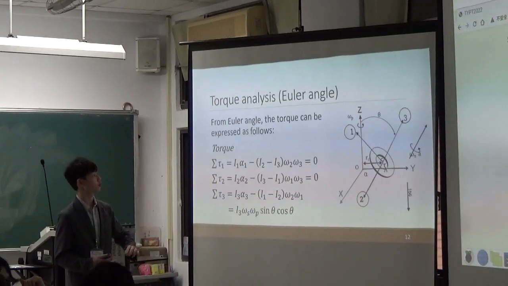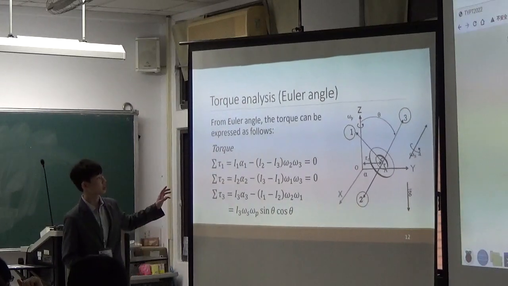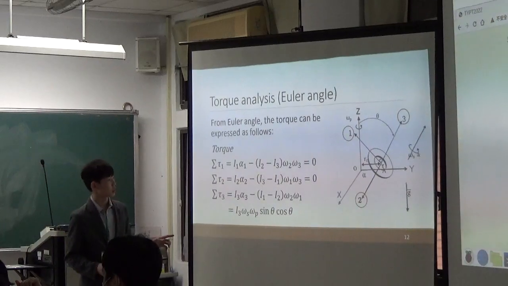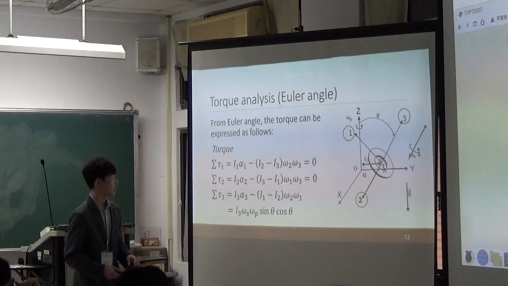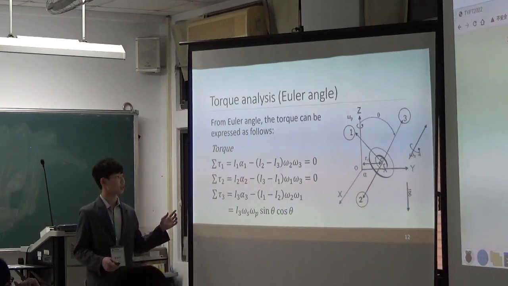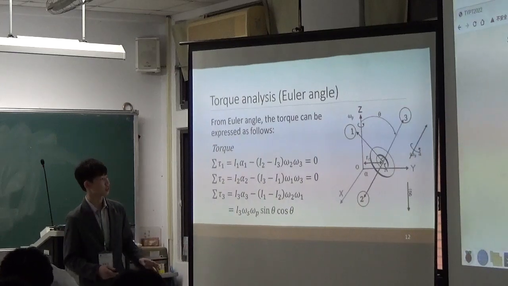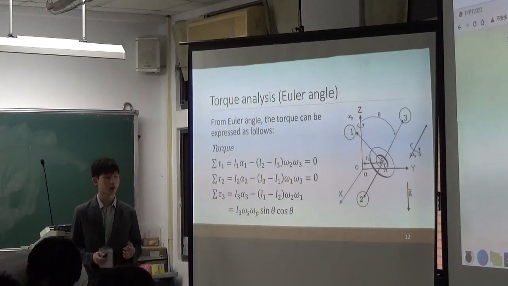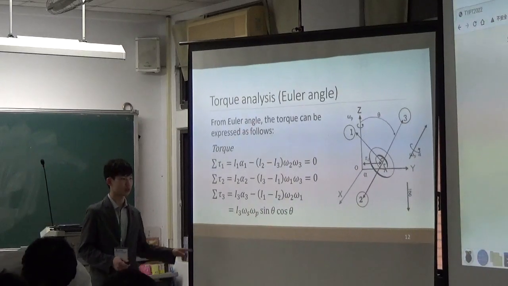So here comes the torque. From the Euler angles, we know the torque can be represented like this, where tau 1, tau 2, tau 3 are the torques on axes 1, 2, and 3. Then we bring the moment of inertia, angular acceleration, and angular velocity into the equation, and we get that tau 1 and tau 2 equal 0, and tau 3 equals the value here.